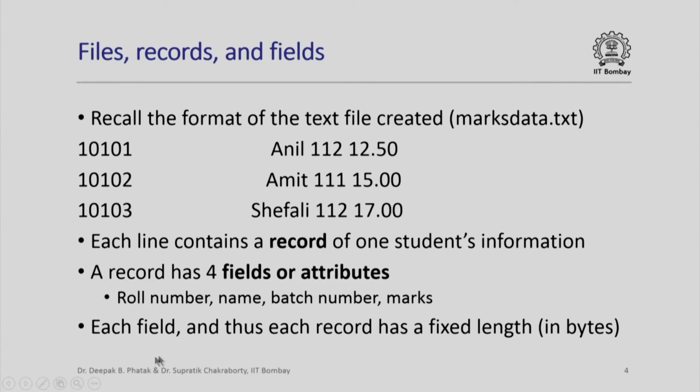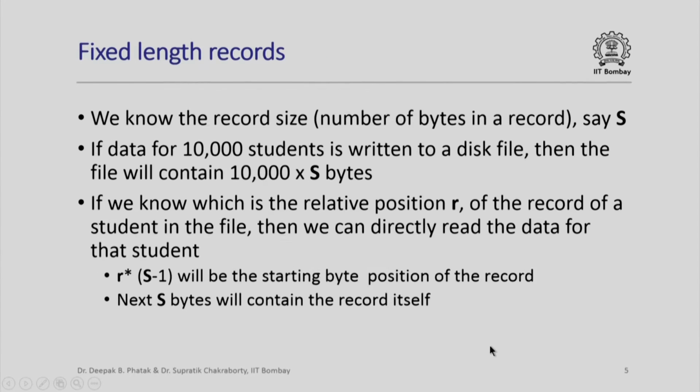Now each field, and thus each record, has a fixed length in bytes. What is important is this fixed length. If we know the record size or number of bytes in a record, say S, then if data for say 10,000 students is written on a disk file, we know that the file will contain 10,000 into S bytes.